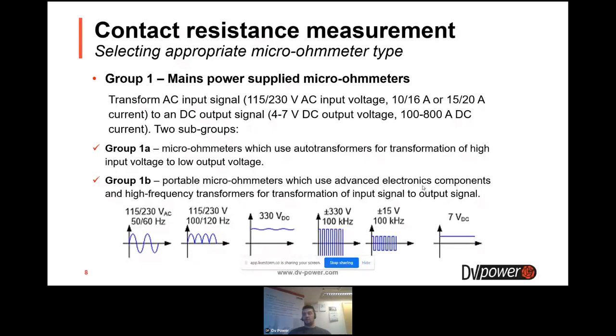However, the other group of devices use advanced electronics, and maybe the most important difference, they use high-frequency transformers, and basically these transformers are of course not so heavy, and with the use of this technology it is possible to make a device which is maybe 8 kilos in weight, and it still can generate 600 amperes, for example, at the output.